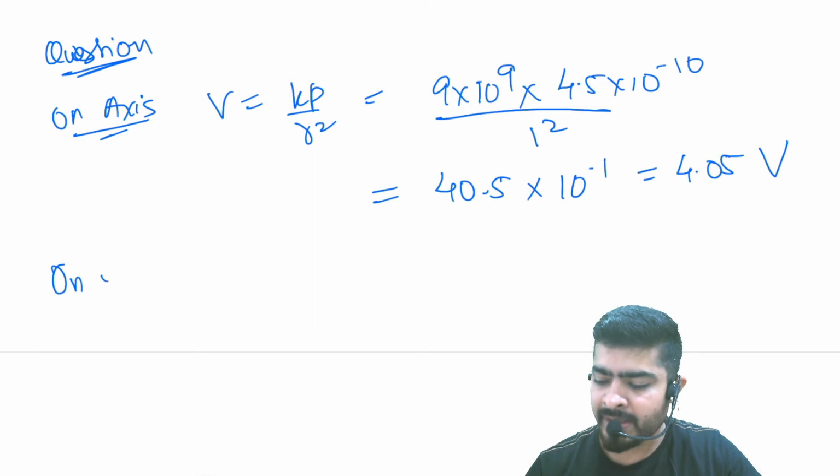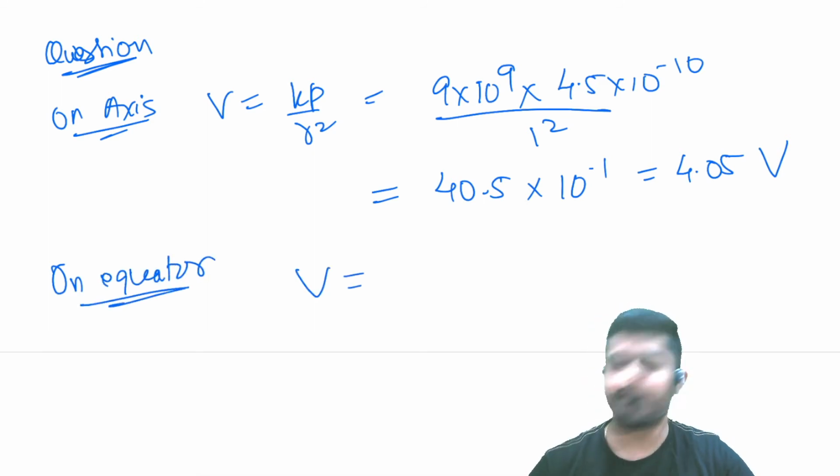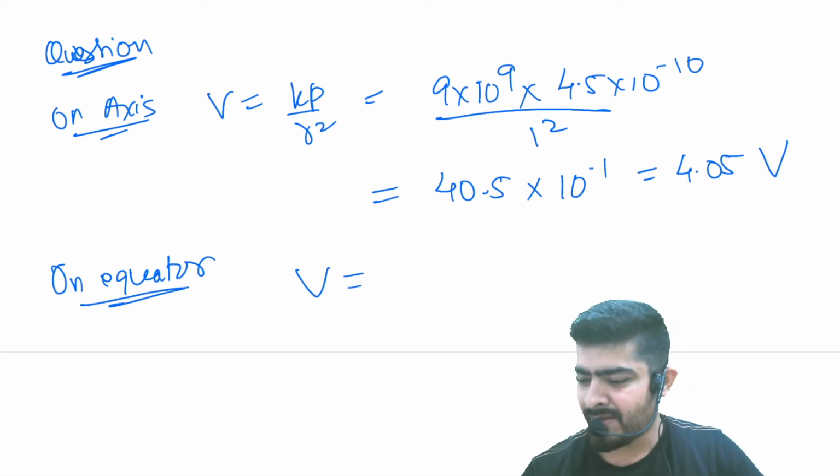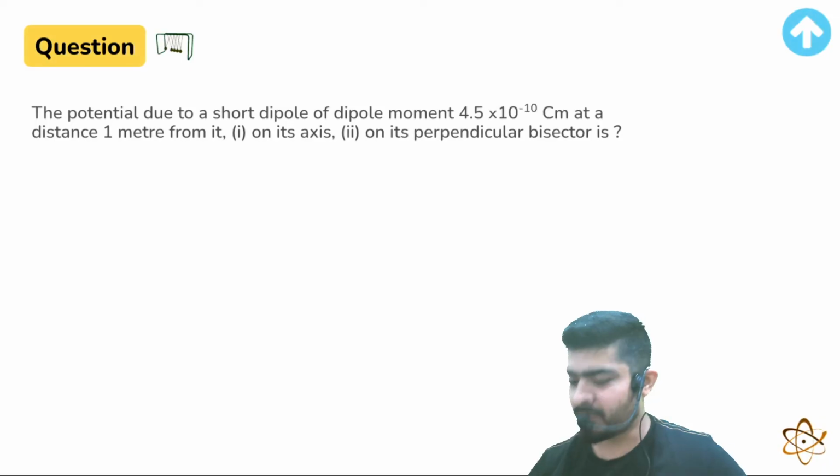And what about on the equator, on the perpendicular bisector? This will be 0. Very good. Let's continue to the next question now.